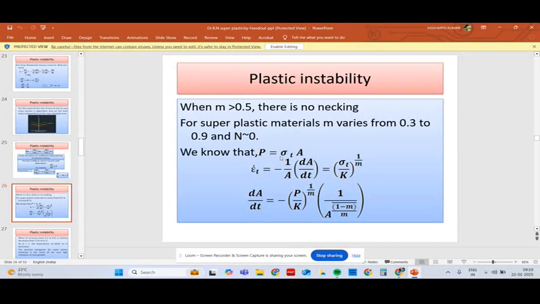We know that P is given by sigma into A. So this can be written as epsilon dot is given by minus 1 over A into dA by dt. This can be written as sigma by k to the power 1 by m. dA by dt equal to minus P by k to the power 1 by m into 1 divided by A to the power (1 minus m) divided by m.